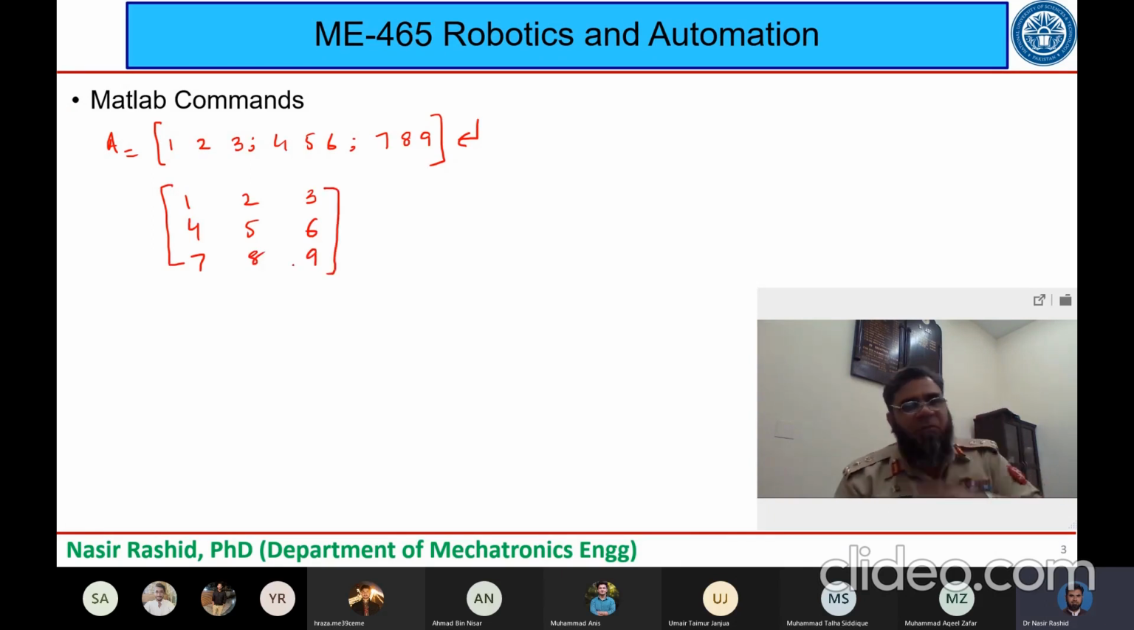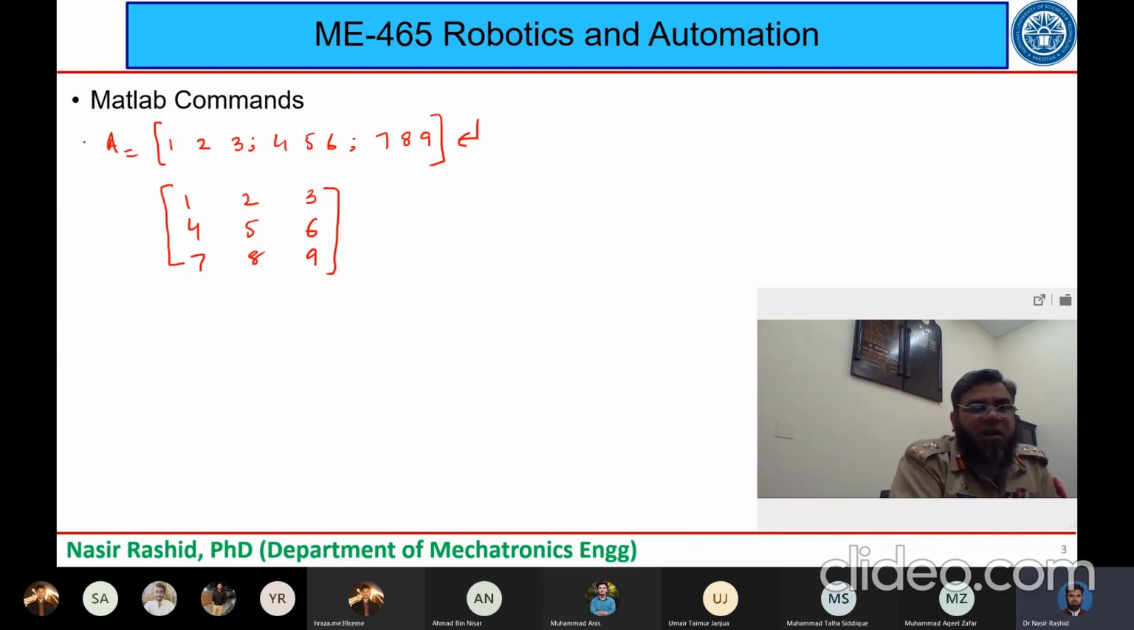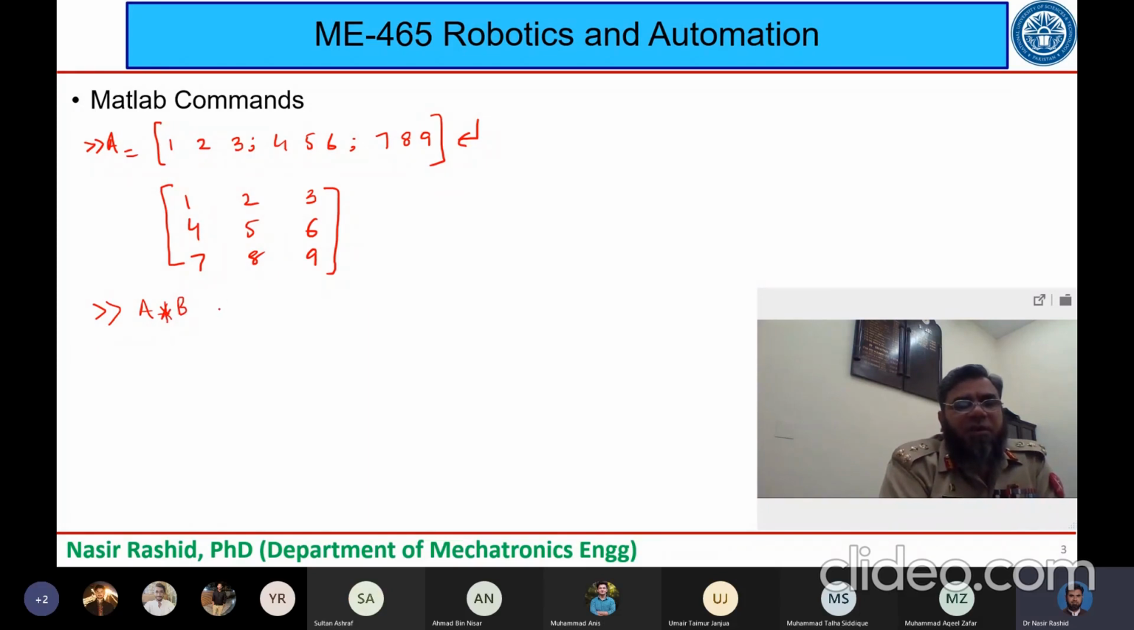This is just a revision of how we write down the matrix in MATLAB. So here you can see these two commands in MATLAB. This is the outcome after you press enter. If you want to multiply two matrices, the command for multiplying two matrices is A * B. This is going to give you the multiplication of two matrices.